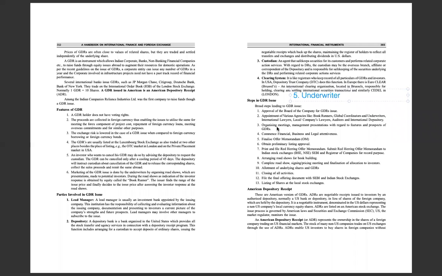And it has to organize meetings and management presentations with regard to the features and prospects of the GDRs. And it has to commence financial, business, and legal due diligence. And then finalize the offer memorandum.